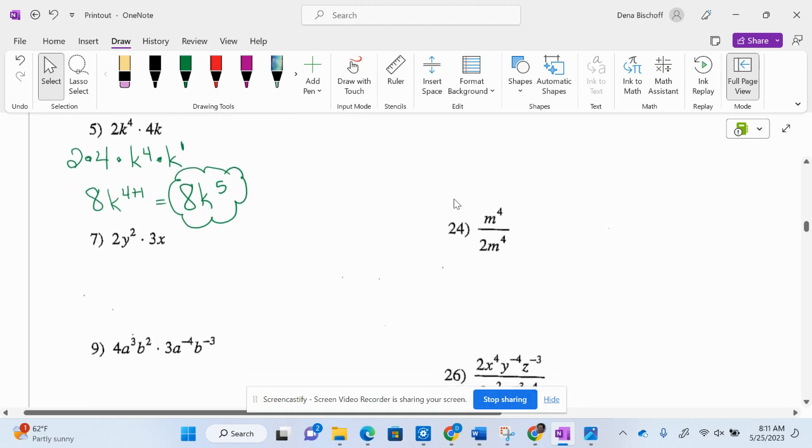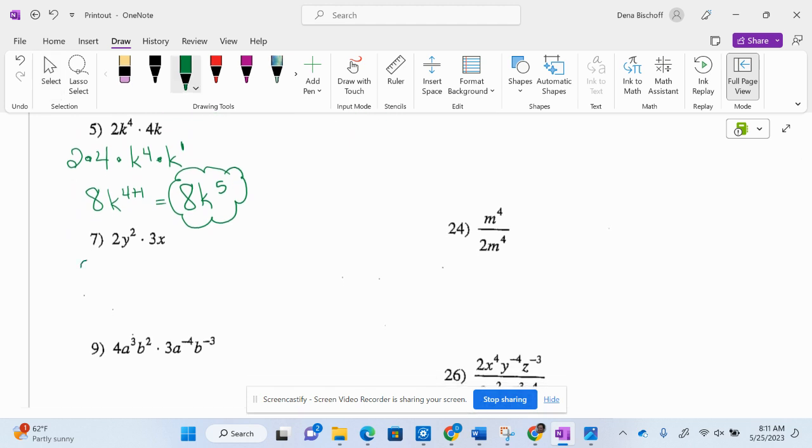We always multiply the constants together. So I definitely have to take the 2 times the 3. But what about the y squared and the x? Do I add those together? So what does it become? So are those the same base? Are y and x the same? No, they're not. They're not the same.